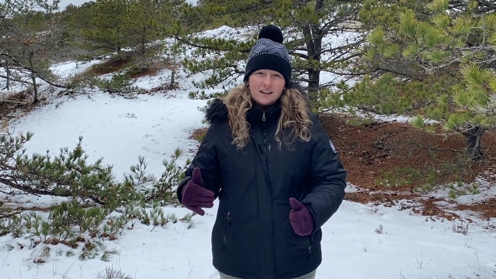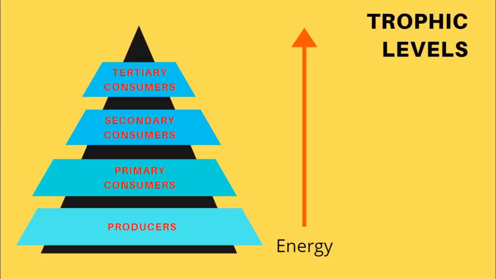So all living things have a spot within the food chain, and those are called the trophic levels. The trophic levels can be easily visualized and understood by looking at this trophic levels pyramid. You can see the energy from the bottom trophic level move up the pyramid to the tertiary consumers that require a lot of energy to live.